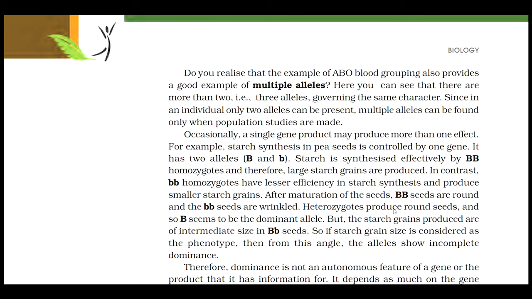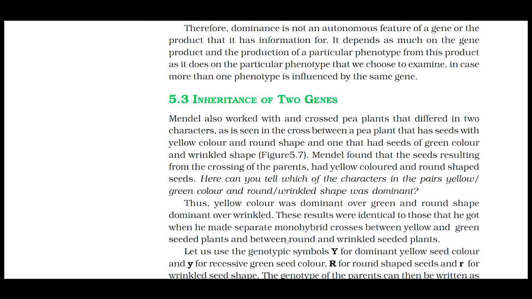Heterozygotes produce round seeds, and so capital B seems to be the dominant allele, but the starch grains produced are of intermediate size in capital B small b seeds. So if starch grain size is considered as the phenotype, then from this angle the alleles show incomplete dominance. Therefore, dominance is not an autonomous feature of a gene or the product that it has information for. It depends as much on the gene product and the production of a particular phenotype from this product as it does on the particular phenotype that we choose to examine, in case more than one phenotype is influenced by the same gene.